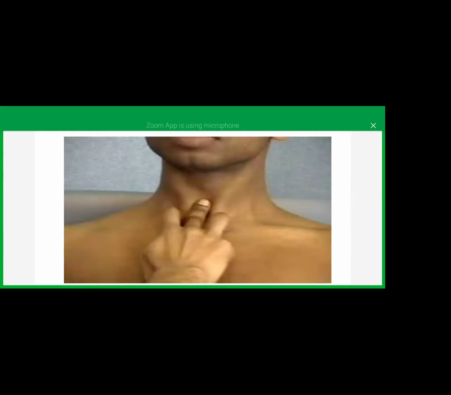So you use the right hand, and you are using the fourth finger to press on the head of the left clavicle. And you are using your index finger to press on the head of the right clavicle, the patient's right clavicle.